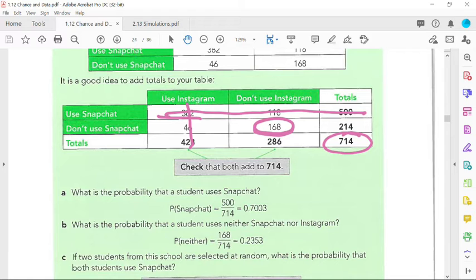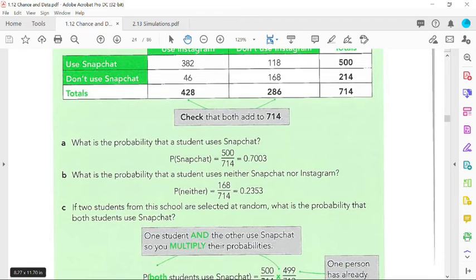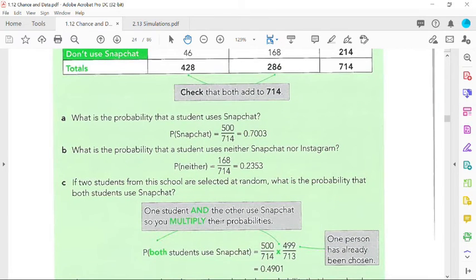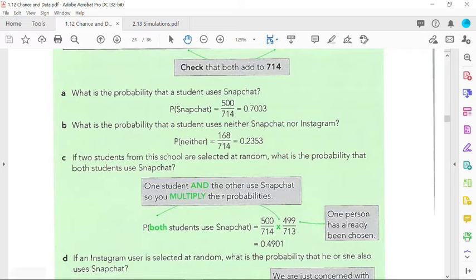Okay? All right. If 2 students from the school are selected at random, what's the probability that they both use Snapchat? Okay, now be careful here. We're going to pick a student, and then we're going to pick another student. So that's an and statement. So what does that mean I'm going to do to the 2 probabilities? Multiply. And rule is multiply. Good. And if I pick a student, would I be choosing that same student again? No. So what's that going to do to my numbers? It's going to reduce both numbers, both the top and bottom number by 1 student.